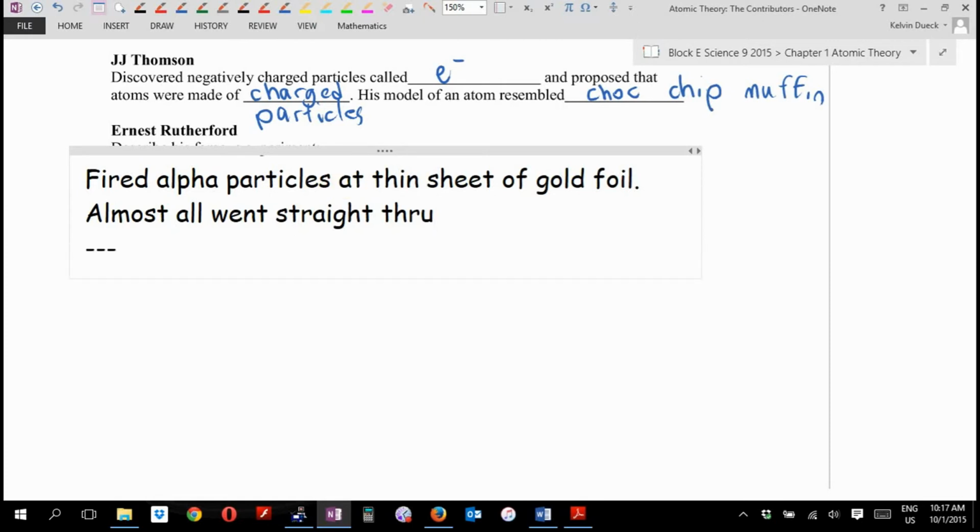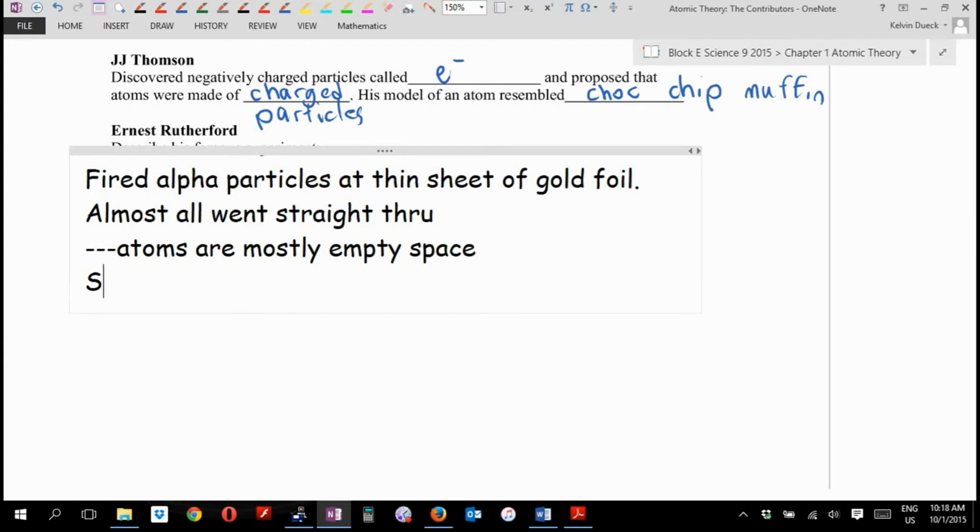What does that mean? What could he conclude from that? That was his first conclusion, since almost all of them went straight through. Yeah? There's just nothing there. Atoms are mostly empty space. Like, I think 999,999 out of a million is empty space.